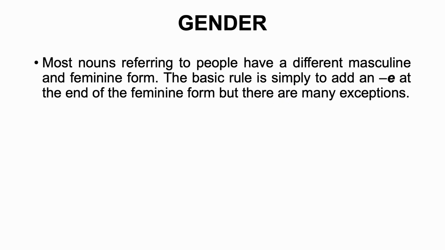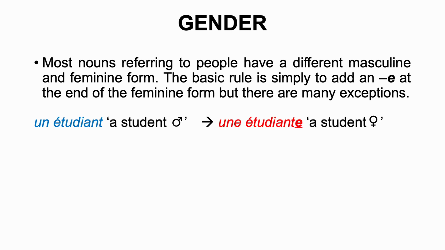Most nouns referring to people have a different masculine and feminine form. The basic rule is simply to add an E at the end of the feminine form, but there are many exceptions. For instance, un étudiant, a male student, has a feminine form of une étudiante with an extra E. Note actually the change of pronunciation, and you can repeat after me.